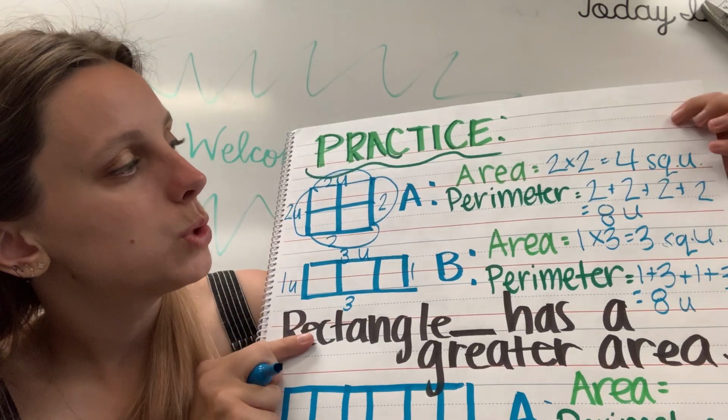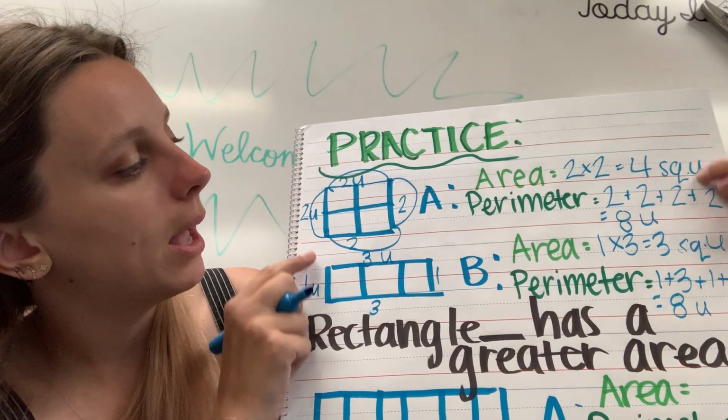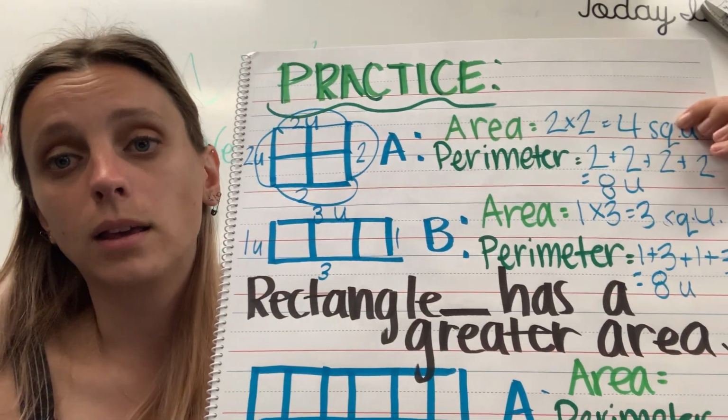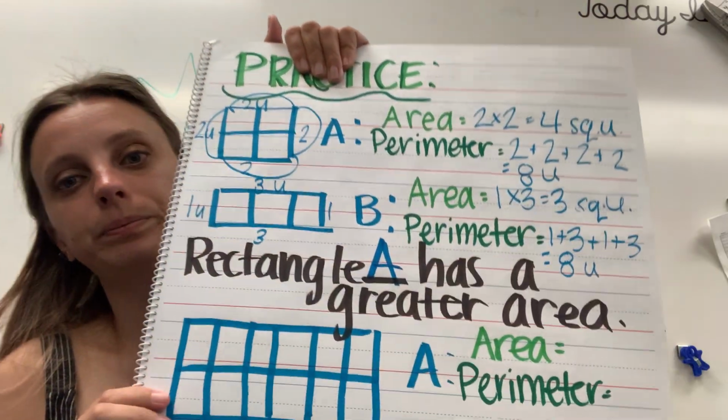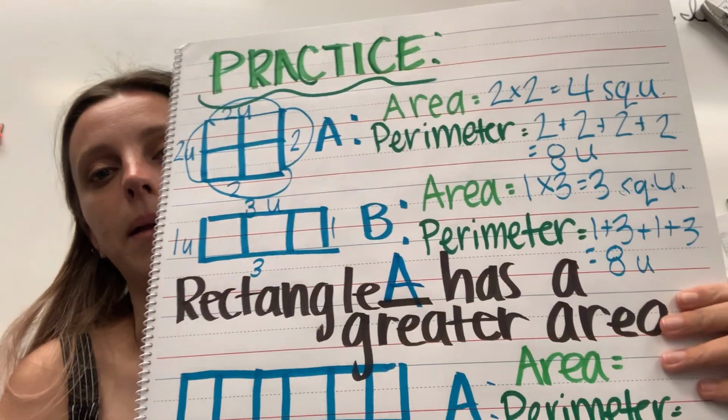All right, so which one was greater, rectangle A or rectangle B? Well, rectangle A was the greater rectangle. It had the greater area. So I would write in A.